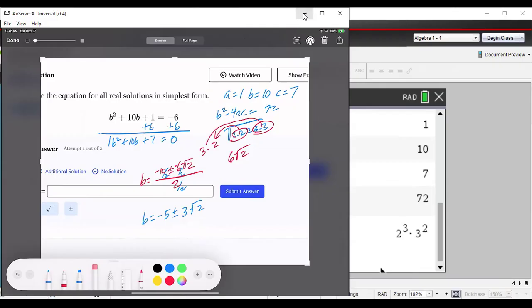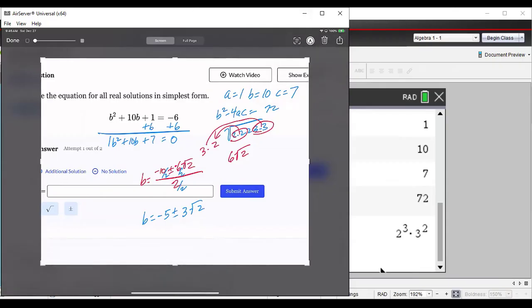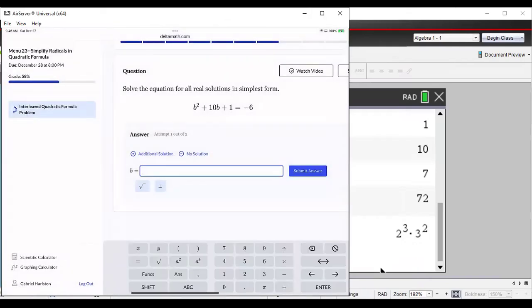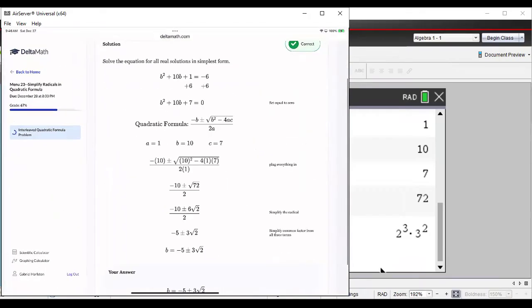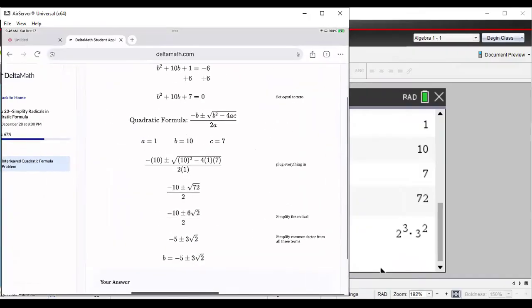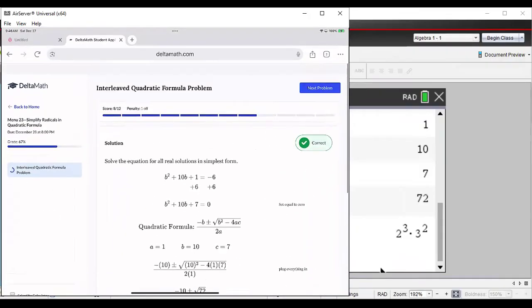So let's go here. Got to delete this. A negative 5 plus or minus, whoops, it was 3 square root of 2. And we submit it. And it says, nicely done. You simplified the radical.